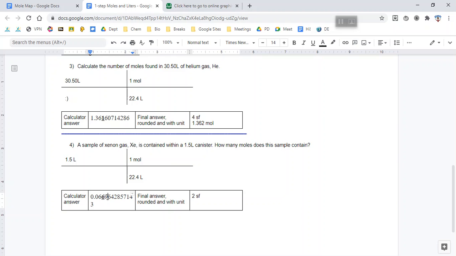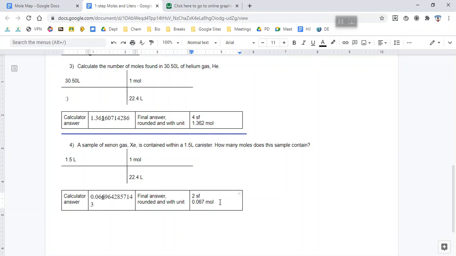But because I have a 9 after it, I have to bump it up. So that means my answer becomes 0.0. Keep them. They're not significant, though. Keep the first 6. The second 6 bumps up to a 7. And then I have to put the unit on my answer. I was looking for moles, so I just put moles here.